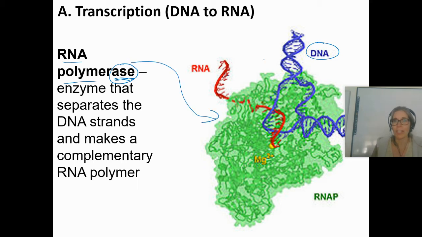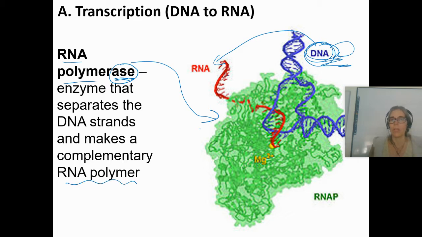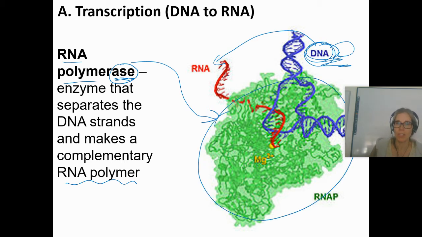RNA polymerase. DNA polymerase, you might remember from the replication unit. It's one of the many enzymes that you need to make more DNA. We're not talking about making more DNA. Now we're talking about DNA making RNA. And the enzyme used to do that is RNA polymerase. So it separates the DNA strands and makes a complementary RNA polymer. Whenever we're talking about these, remember there's this physical molecule, this big thing here that separates the DNA and actually reads this side of the DNA to make an RNA molecule.